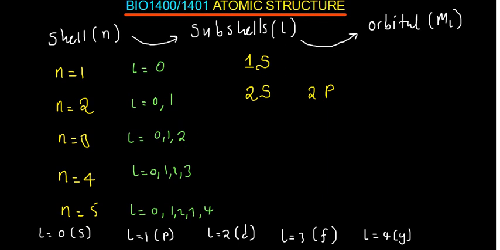So when L is 0, that is S, right? And then when L is 1, that is P. When L is 2, that is D. Because they're coming from the third energy level, this is going to be 3S, 3P, 3D.